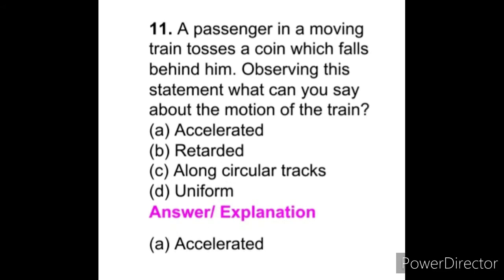Question 11. A passenger in a moving train tosses a coin which falls behind him. Observing this statement, what can you say about the motion of the train? A. Accelerated. B. Retarded. C. Along circular tracks. D. Uniform. Answer is A. Accelerated.